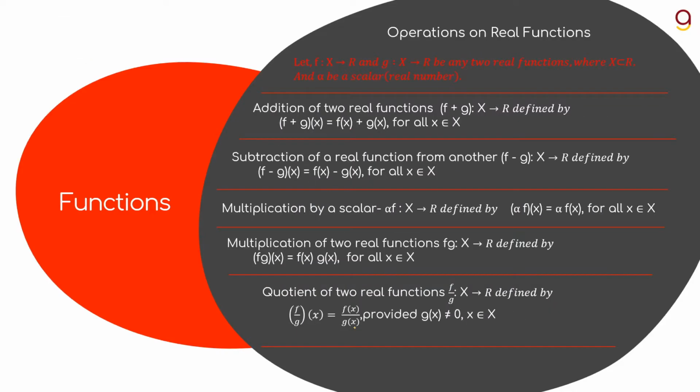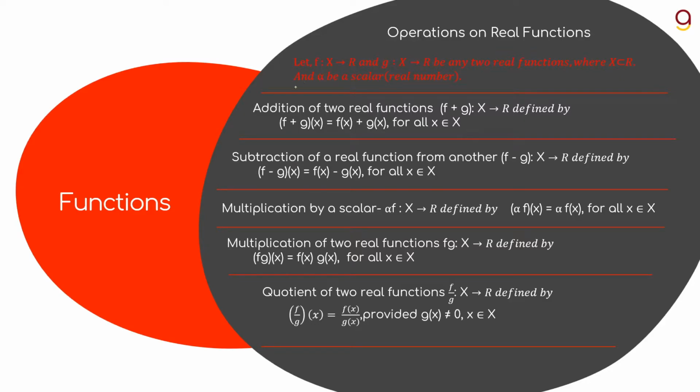So let's see the operations on the real functions. Let f and g be any two real functions, f defined from X to R and g defined from X to R, where X is a subset of R, where R is the real numbers. And alpha be a scalar quantity, that means alpha is any real number. So we have considered two functions named f and g and a scalar quantity, a real number, that is alpha.